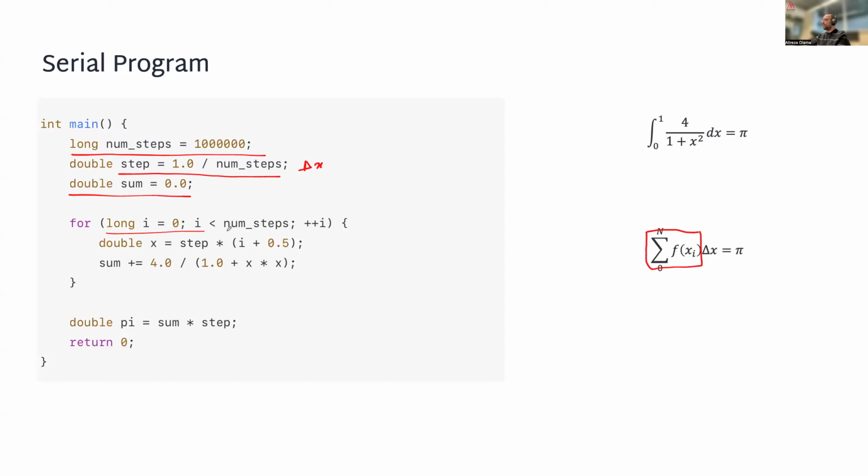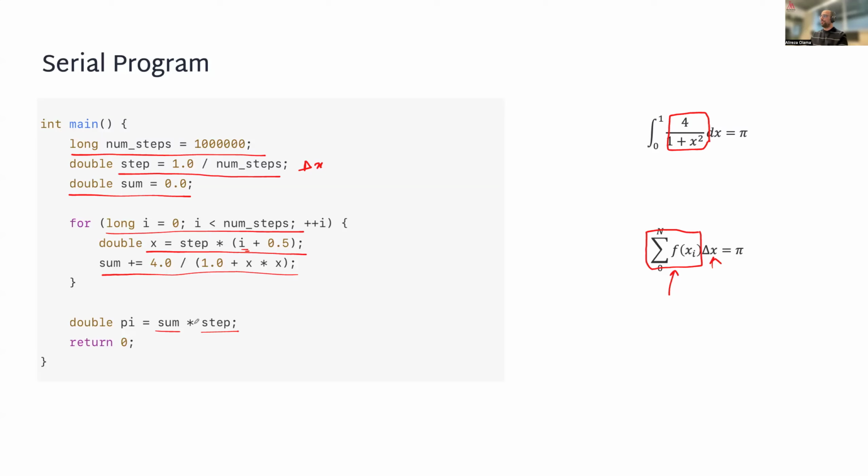So I loop over my steps. I calculate x, which is in the middle, right? Using the step and the index that I have. And then I compute this function given the x that I calculated. And then I accumulate the sum variable. So after this for loop finished, I have the result of this part. And then to compute pi, I just need to multiply sum by the step length. And that's it. Then I can get pi.